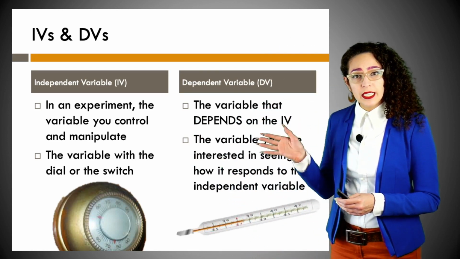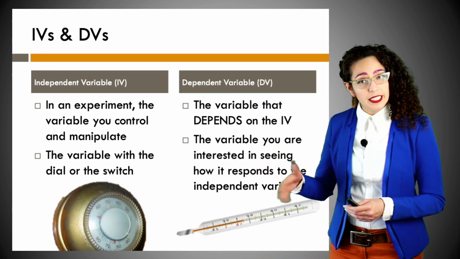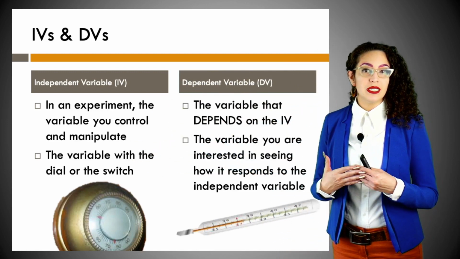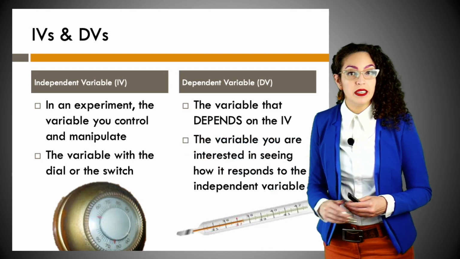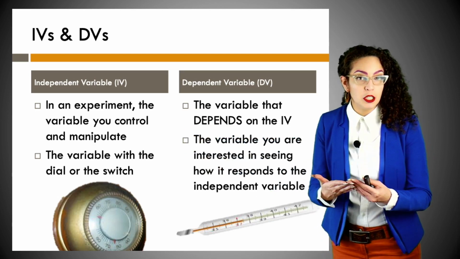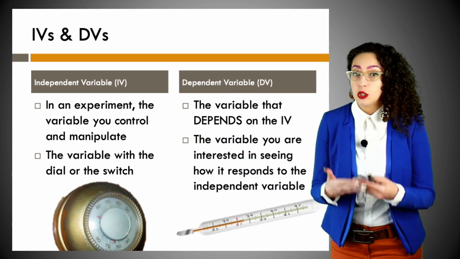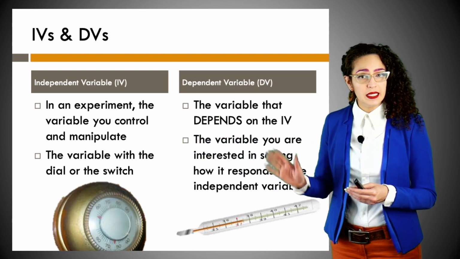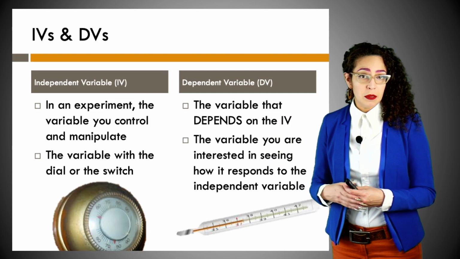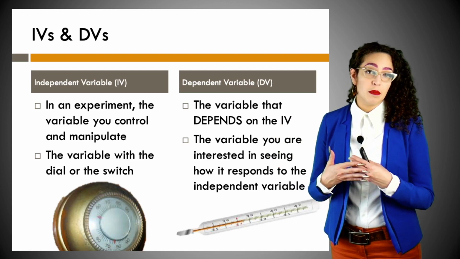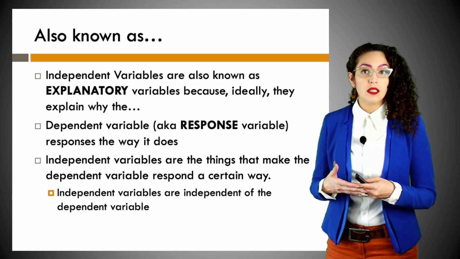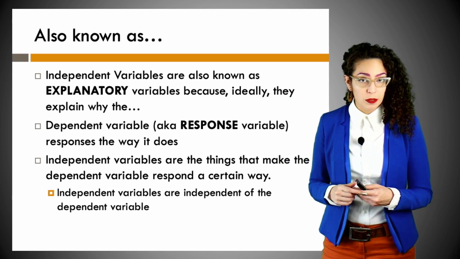In contrast, the dependent variable is the one that depends on the independent variable. This is a variable you are interested in seeing how it responds to that independent variable. This is the thing you're going to measure from a person after you give them a certain drug or after you make them stand in the Texas heat, those kind of things. This is the thing that you measure afterward to see if your drug had an effect, to see how much they sweat, etc. Independent and dependent variables are sometimes also called explanatory and response variables respectively.